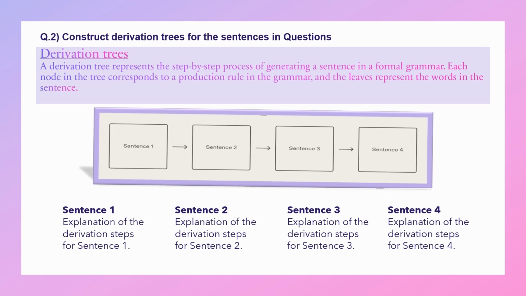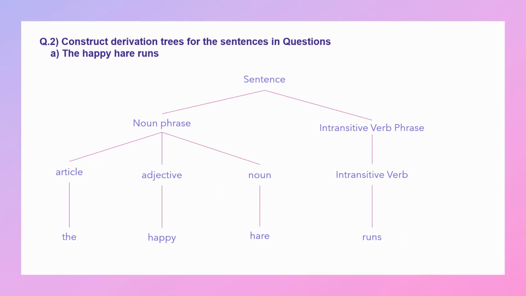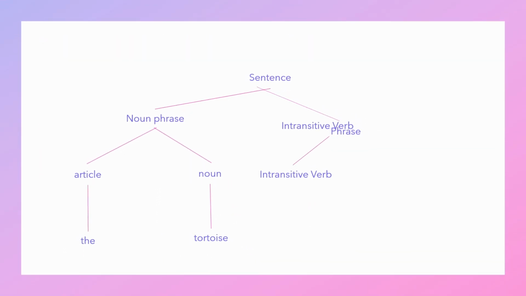Derivation trees. To visually represent the process of generating sentences, we construct derivation trees. These trees show step-by-step production rules for sentences. Let's create a derivation tree for sentences like the happy hare runs.